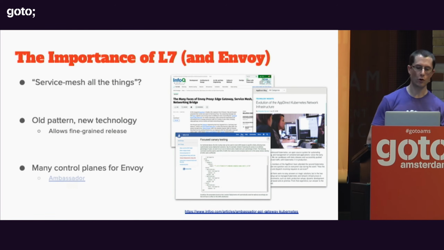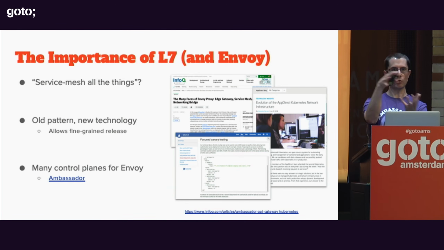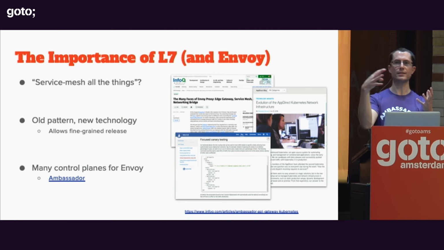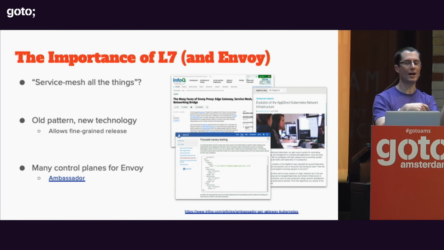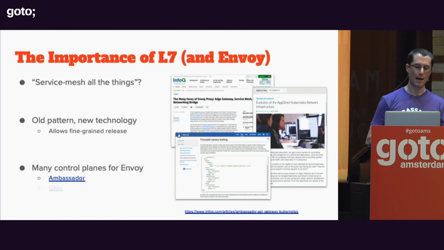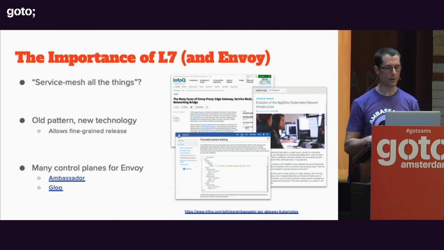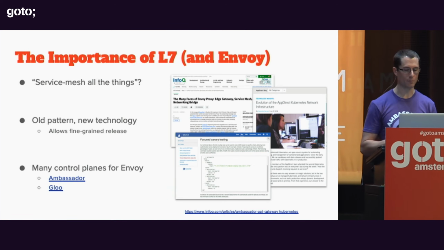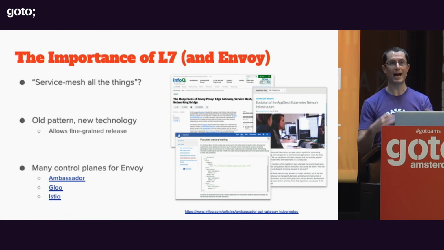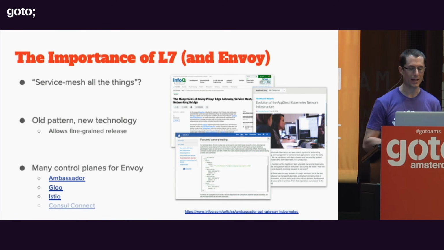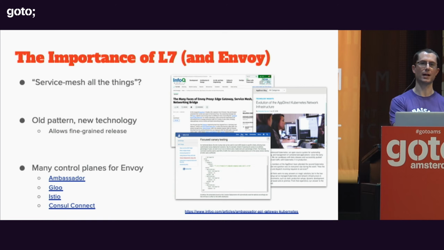And there are many control planes. So Envoy is a proxy. We call it the data plane. It's the thing that does the heavy lifting, that routes the traffic and that does circuit breaking. Ambassador, I work on, is an open source API gateway. Glue is a similar kind of product from Solo. There's Istio that handles more service-to-service comms. And Consul from HashiCorp does this kind of space as well.